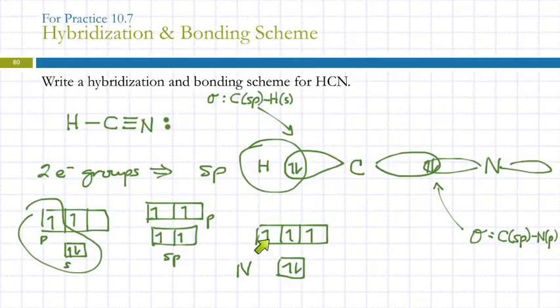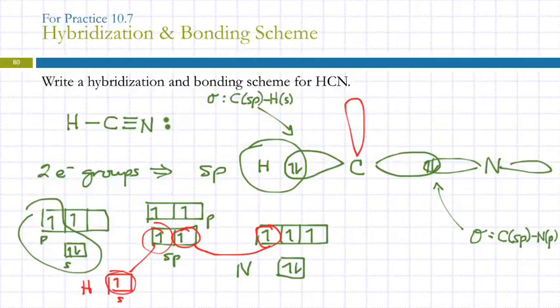So we've got this one overlapping. Let's just change colors here. What I've done here is I've got this guy overlapping with one of those, and then I've got my hydrogen with its half filled orbital, and that's going to overlap with the other one. And I have these p orbitals left, and I've got p orbitals left on the nitrogen. So p orbitals are going to go up and down, back and forth.